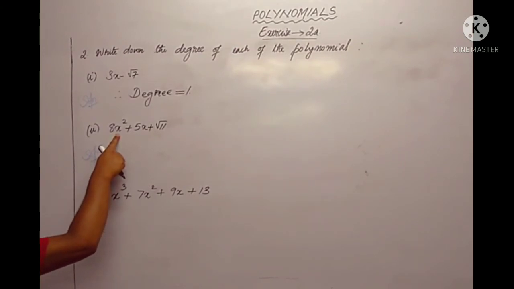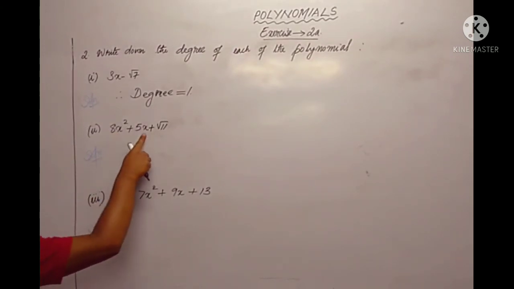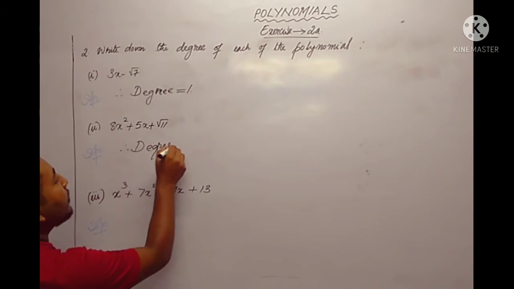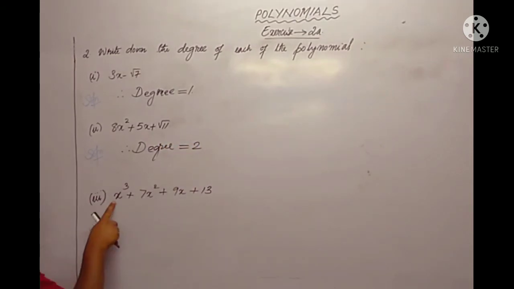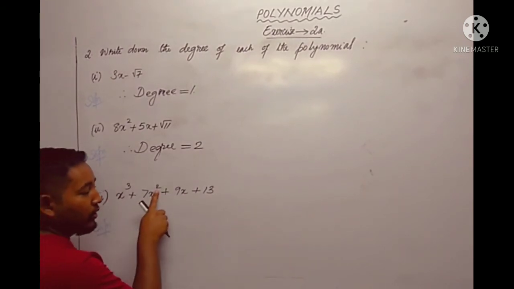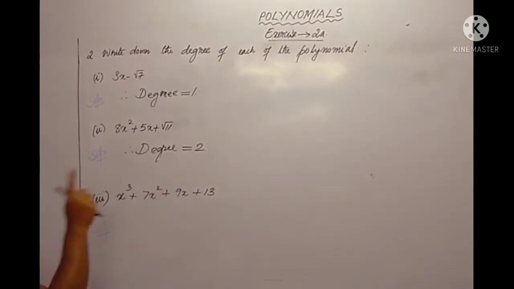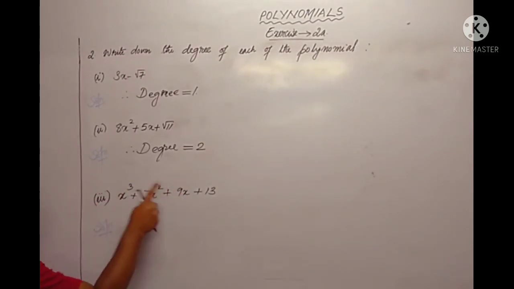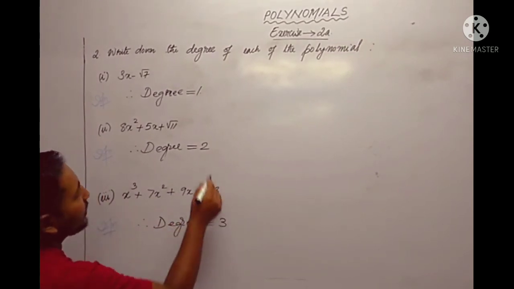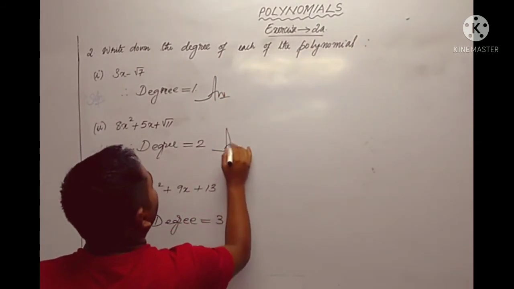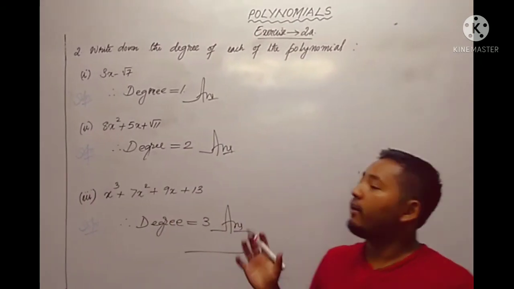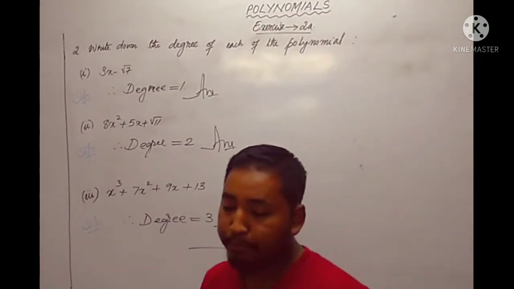Check here. x to the power 2. The power of this x is 2. The power of this x is 1. Which is bigger? 2 is bigger. So therefore, degree equals 2. Check this one. The power of this x is 3. The power of this x is 2. The power of this x is 1. Which is the biggest? 3. Therefore, degree equals 3. These are very, very simple questions which we have learned from the definitions.